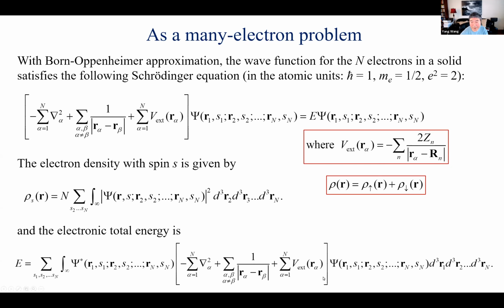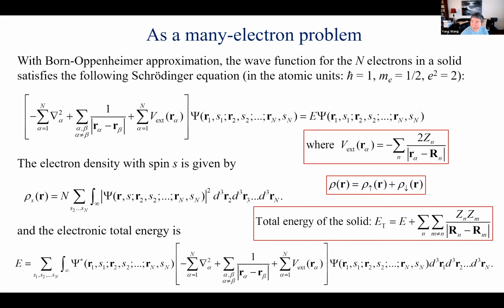And the electronic total energy is given by this, right? So it's in the framework of many-body theory. In principle, this is how we can do it. For the total energy of the solid, we just have to add this electrostatic term because of the ionic energy. And of course there's a double counting here, so you have to do 1/2, but since e squared has a 2, the 1/2 and 2 cancel. That's why you get this.